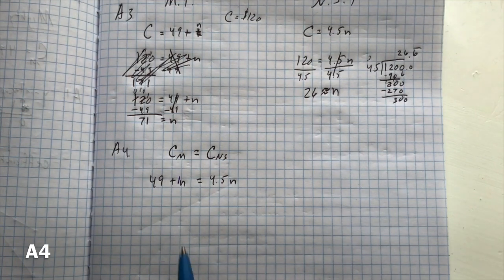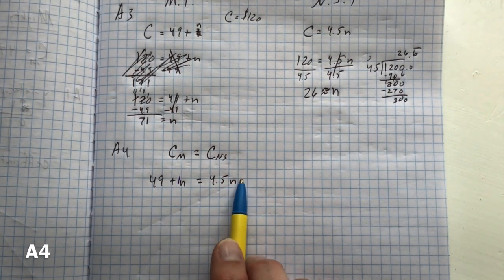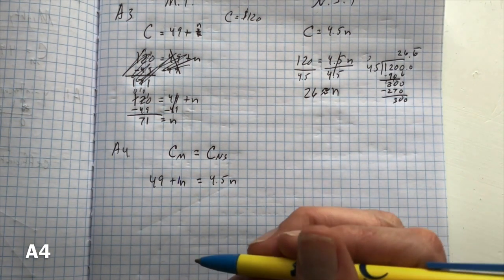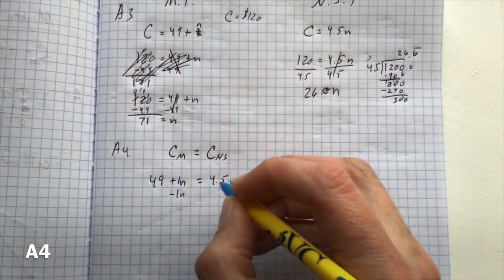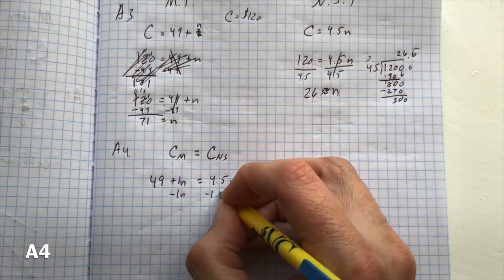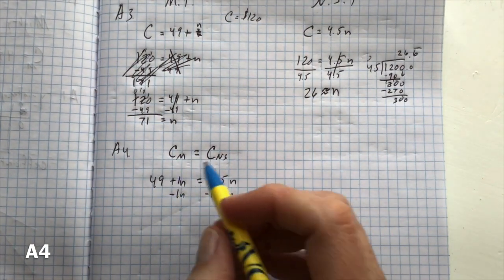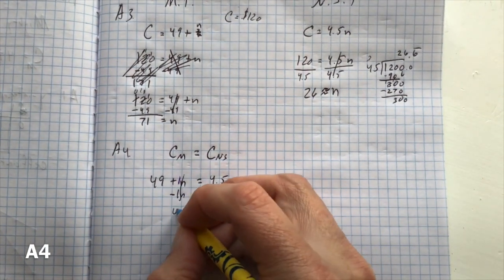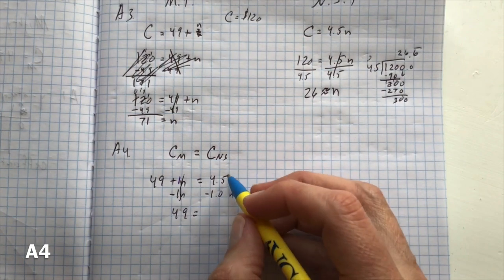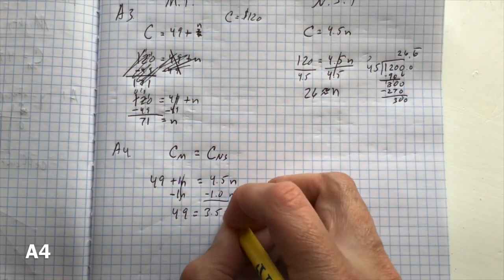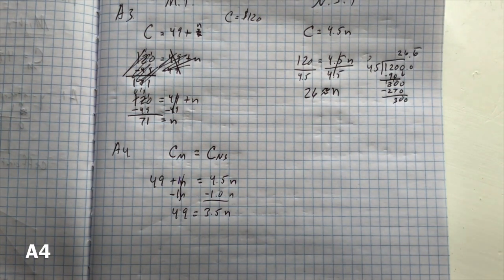Now we're learning more about this in the future as well, but I'm going to show you this setup. I want to get all the numbers with the variables and coefficients to one side. So I'm going to look to move this over. If I do minus 1n here and minus 1.0n here, I need to be very careful to line up those decimal points. And in this case, this is going to be gone. 49 is equal to, this is going to be 4.5 minus 1, which will be a 3.5n in that case.